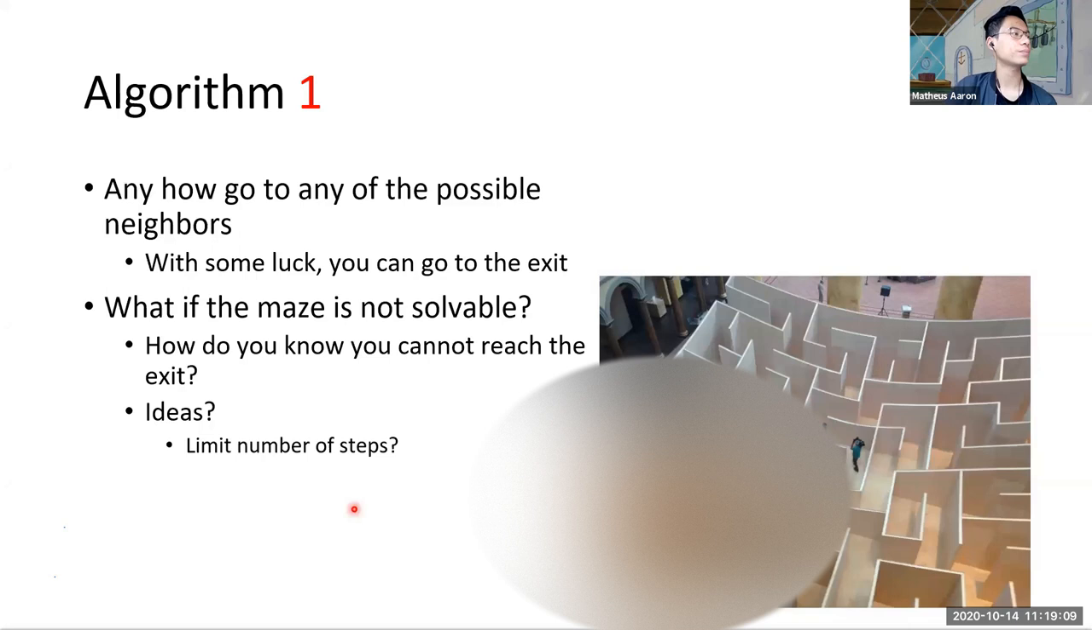So if you just go around, with some luck you can go to the exit, but what if the maze is not solvable? If there's a limit in the number of steps, it's going to be difficult. This is one of the types of problems where you want to use a while loop, because you do not know when you'll reach the end or not.